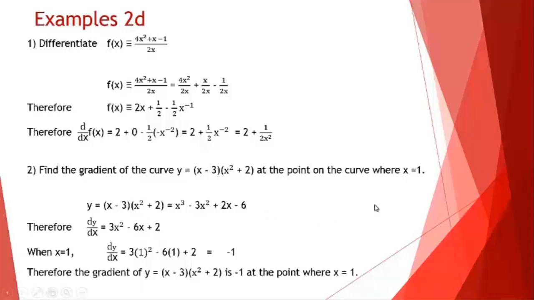respect to x. So when x equals 1, as we are asked to find the gradient of the curve at x equals 1, we substitute x equals 1 in the gradient of the curve, which would give us 3 times 1 squared take away 6 times 1 plus 2. So simplifying the calculation would give us negative 1 as the answer. Therefore, the gradient of y equals x take away 3 times x squared plus 2 is negative 1 at the point where x equals 1.